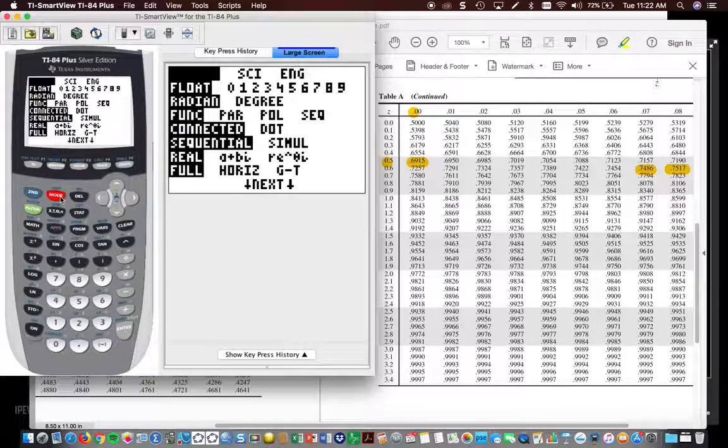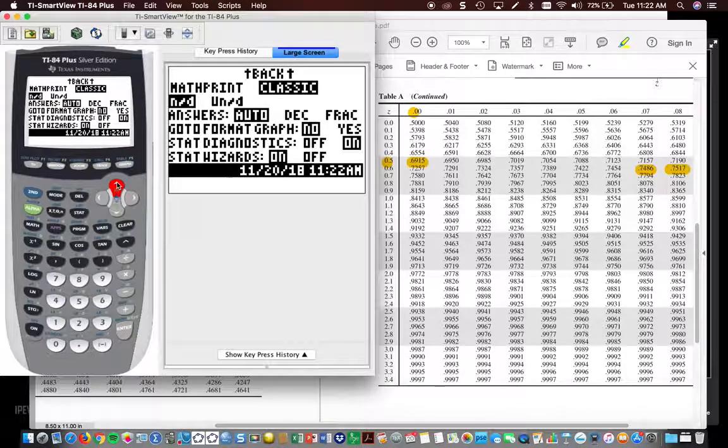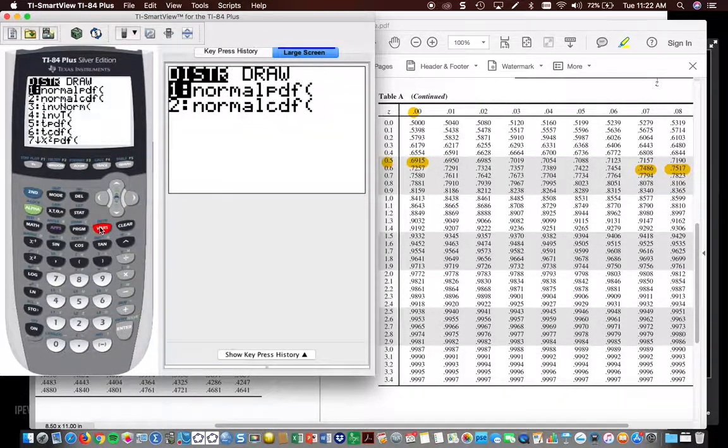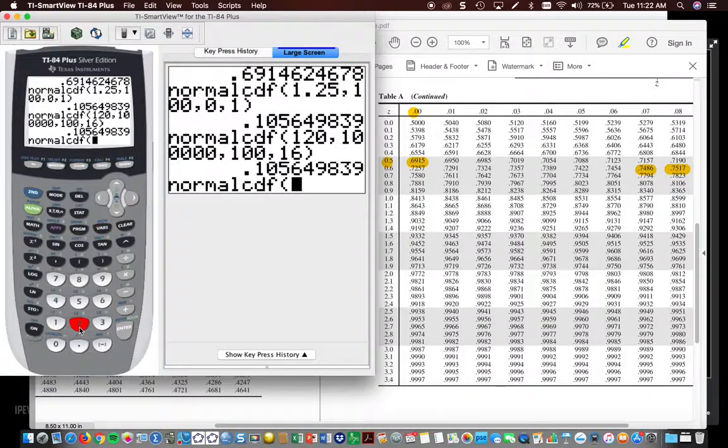All right, so those of you that have an older model of the calculator, or you don't have the stat wizard turned on, all right, so let me just shut this off first, and then if you hit second vars and you choose normal CDF, it's going to ask you for 4 things. The first thing is the lower bound. Okay, the lower bound was 120.